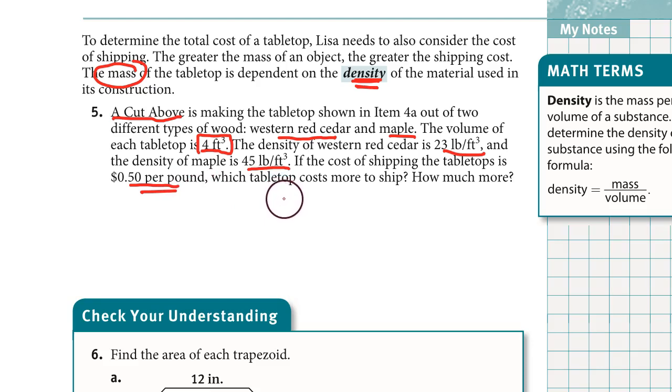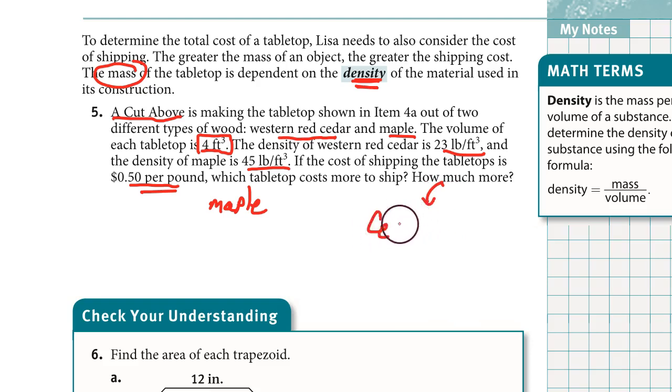Does it make sense that it would be the table that's heavier? That's going to be the table made out of maple, because maple was more dense. It weighed more per cubic foot. How much more will it cost? To find this answer, let's figure out each cost, subtract them, and we'll know the answer.